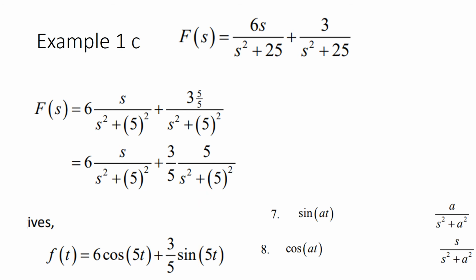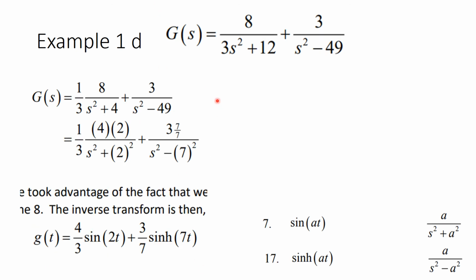One more example. This one. Again, I have this kind of expression showing up there, except for a constant that I can factor out. But now I have s squared minus 7 squared, and so that actually is this, a different formula that we haven't looked at before, and this is the hyperbolic sine of at. Okay, so let's have at it then.